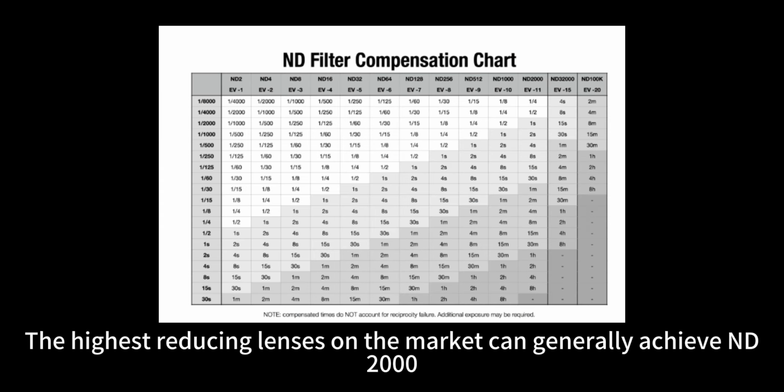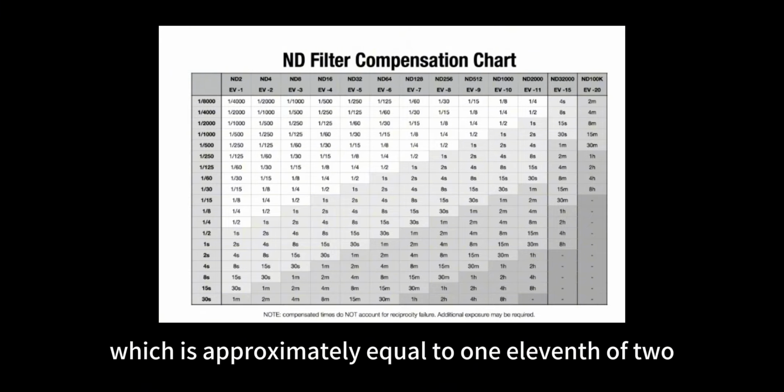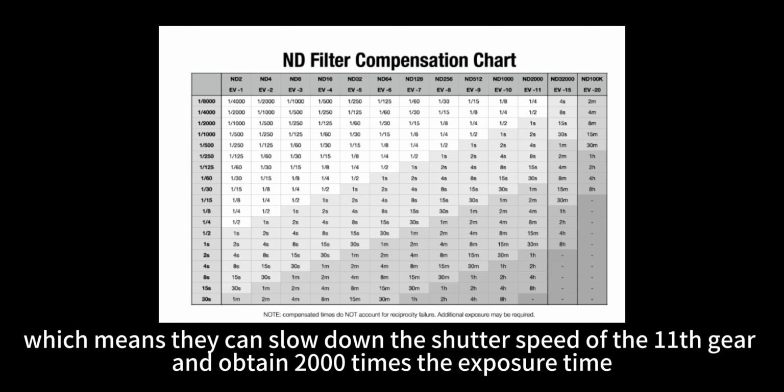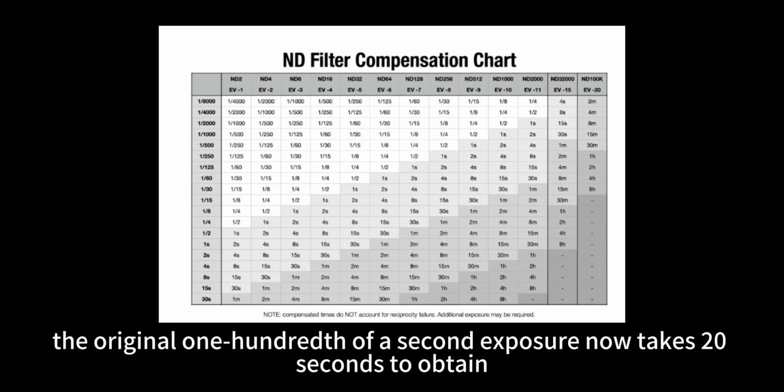The highest reducing lenses on the market can generally achieve ND2000, which is approximately equal to 2 to the power of 11, which means they can slow down the shutter speed by 11 gears and obtain 2000 times the exposure time. That is, the original 100th of a second exposure now takes 20 seconds to obtain.